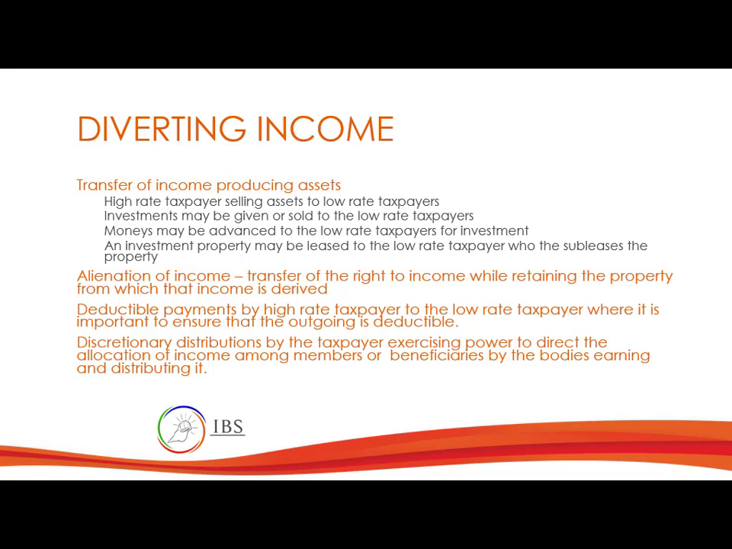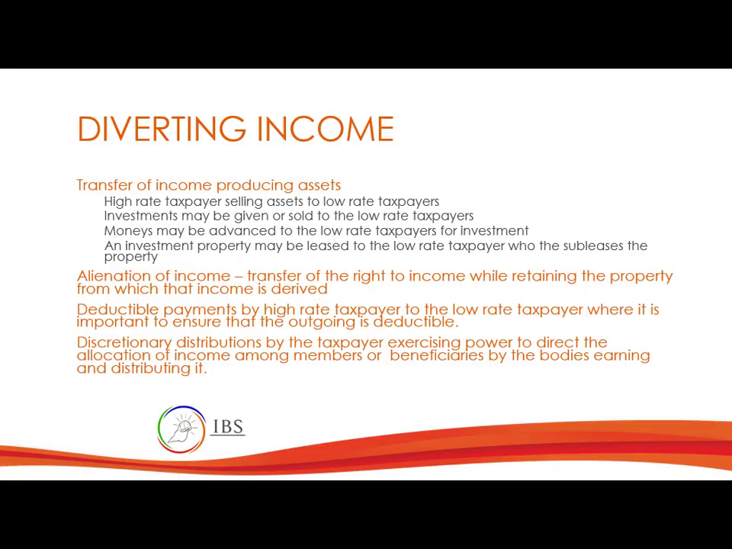All right. So there are other items here: diverting income, transfer of income producing assets, high rate taxpayer selling assets to low rate taxpayer. Investment may be given or sold to low rate taxpayers. It's only shifting your money. Same thing with trust, okay? So if you are earning 2 million kina instead of being taxed at 42%, shift that earning capability to a trust. Remember, trust will have 28% tax. That 28% tax deducted to the trust can be used as tax credit. Clear? For the beneficiaries. So if you're rich, create a trust so that your kids will have money. Legal means.